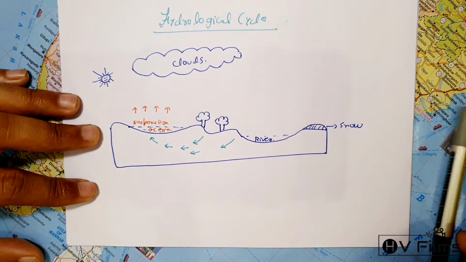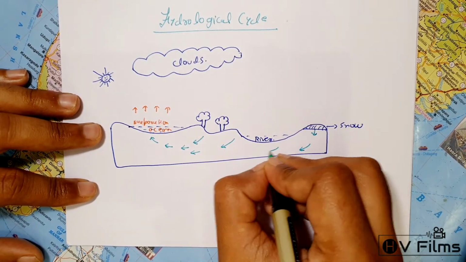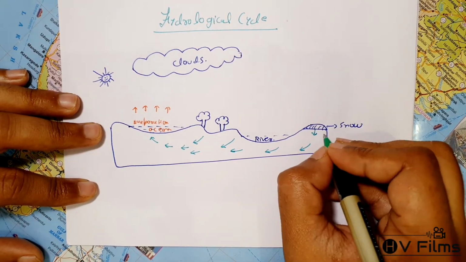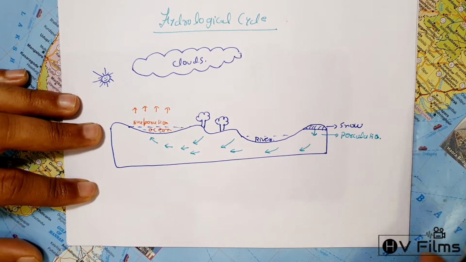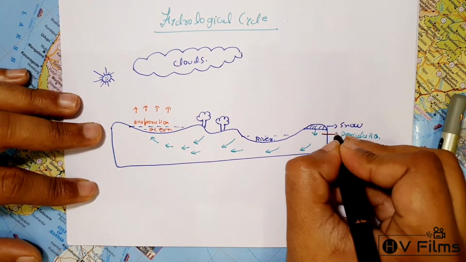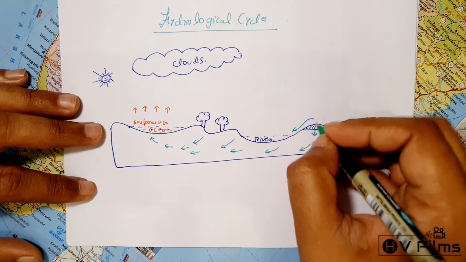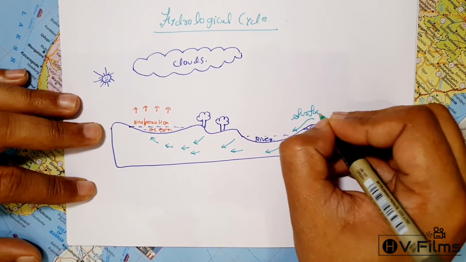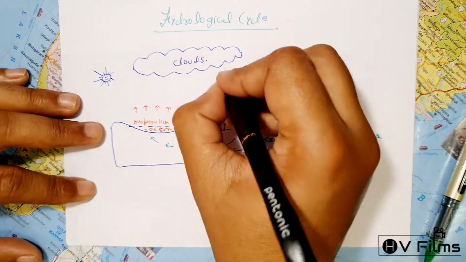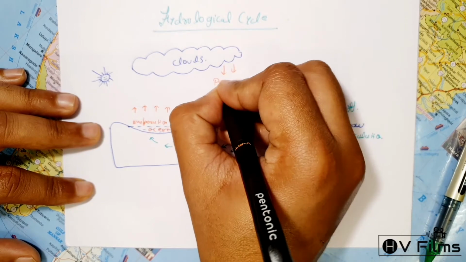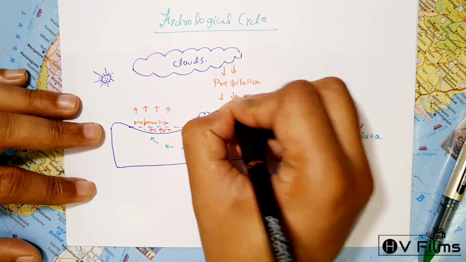So from here that process is basically called the percolation. Wait a second so that you won't confuse. So that's a percolation, and from here if it goes, that's called the surface runoff, right? And this is where the precipitation, means rain, occurs, precipitation on land.